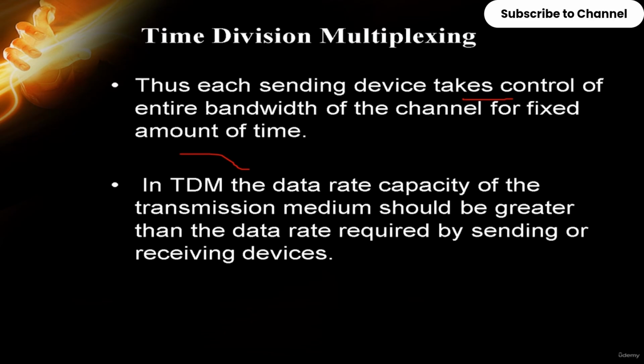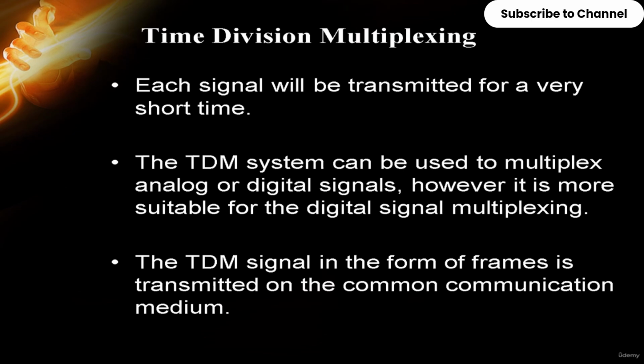In time division multiplexing, the data rate capacity of the transmission medium should always be greater than the data rate required by the sending and receiving devices, because at a particular time both sending and receiving devices will utilize the channel, and the capacity should be more. Each signal is transmitted for a very short time. Each channel can carry either analog or digital signals. The frames transmitted on the common communication medium are based on time.